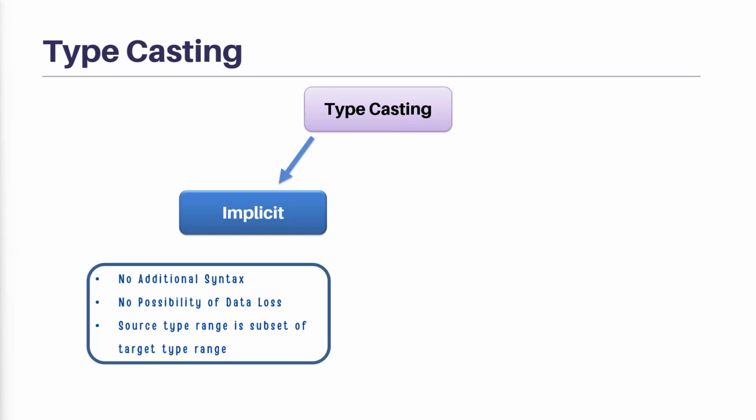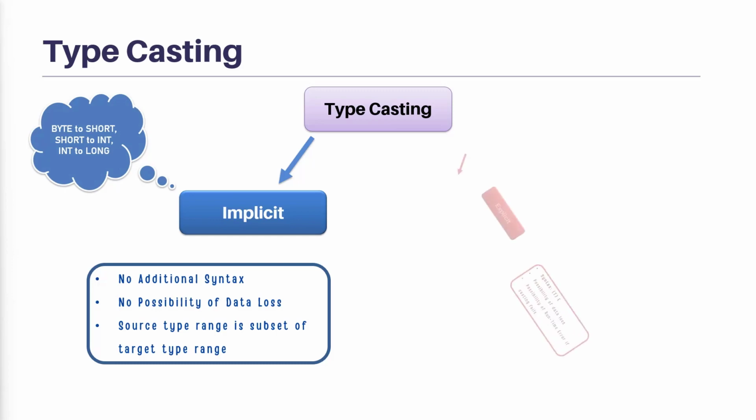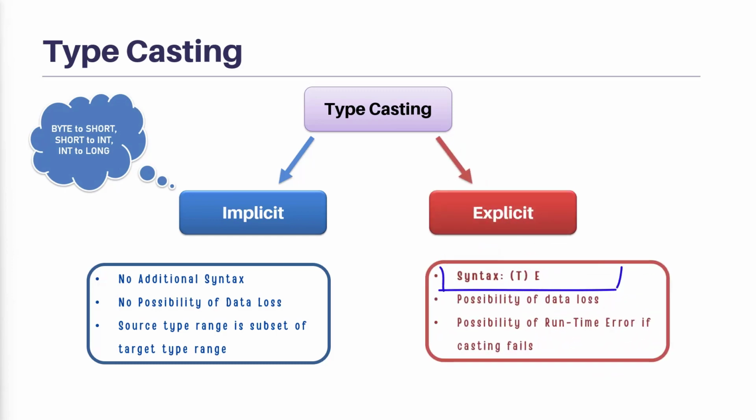For example, byte variable can be assigned to a short variable without any problem. And we can also assign a short variable to an int variable without any additional syntax. And similarly, an integer value can be assigned to a long value. In explicit typecasting, expression like this, in brackets (t) followed by e, is used, where t is the target type and e is the source variable.